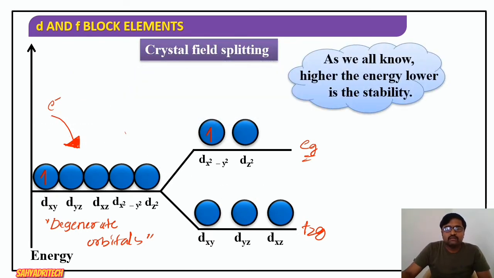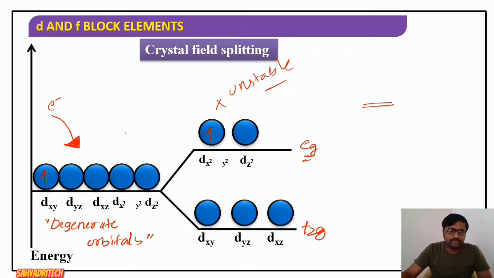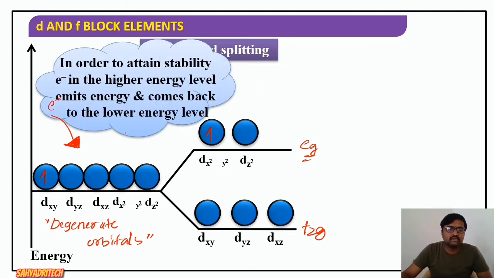Okay. Well, further we know that if an electron is associated with high energy, is it stable? No, it will be unstable, right? As we know, the higher the energy, the lower the stability. If electrons are associated with more energy, they will be more unstable. So to get the stability back, what will that electron do? Whatever energy is taken during excitation, that energy will be given back.